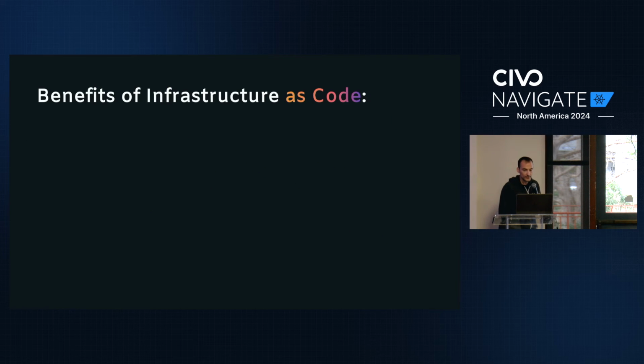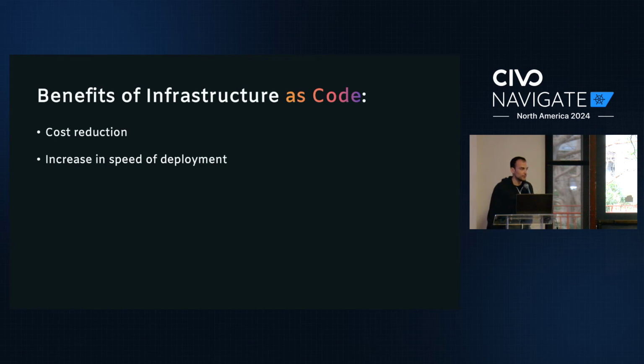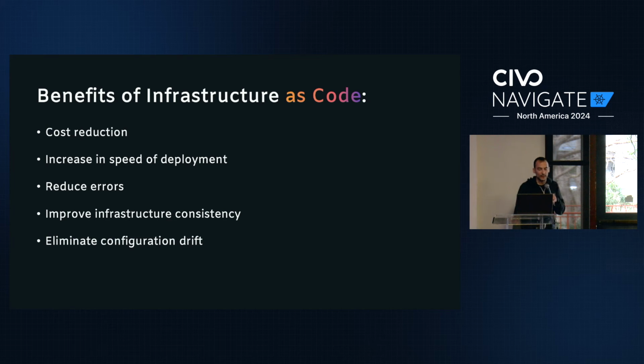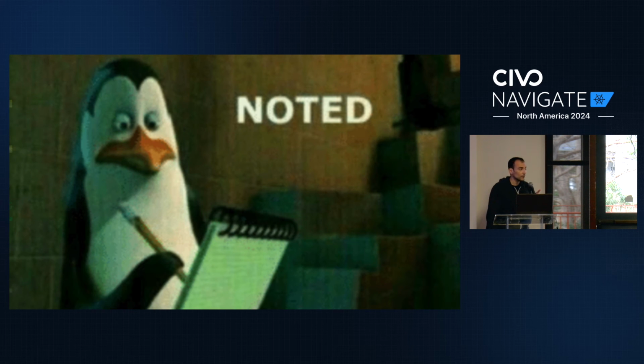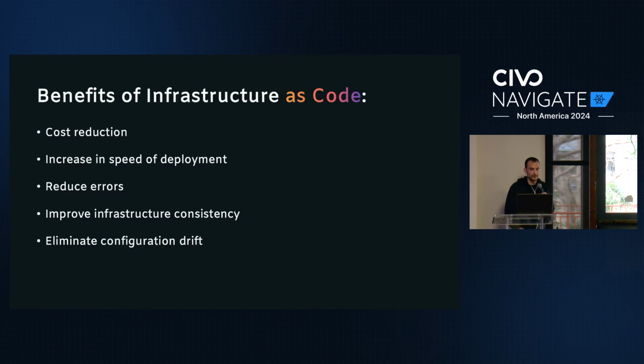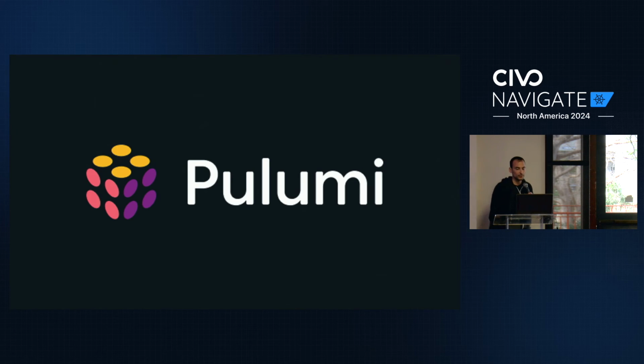Okay, so quickly, benefits: cost reduction, increase in speed of deployment, reduce errors. This is very, very important. We have a consistent infrastructure. We eliminate any configuration drifts. I mean, as much as possible. I want you to keep this list in mind. So sorry that I speed a little bit because I want to go to the example code. But keep this list in mind because now I want to talk quickly about Pulumi.